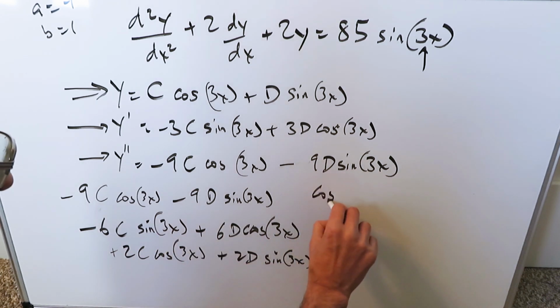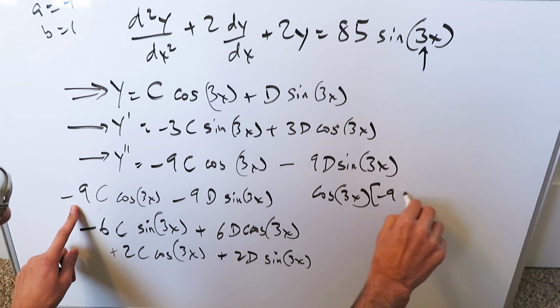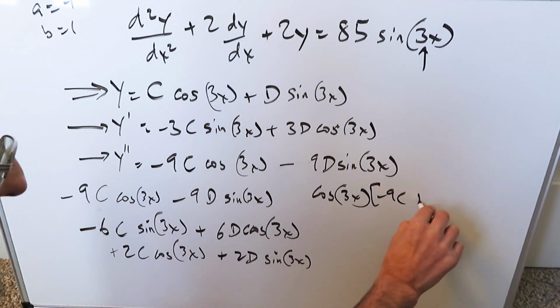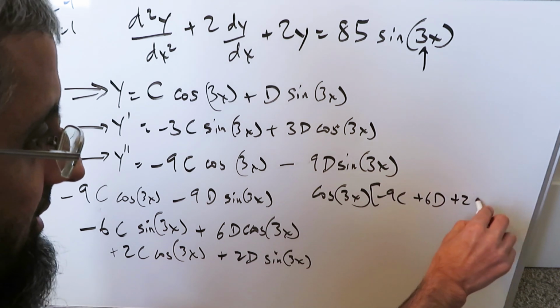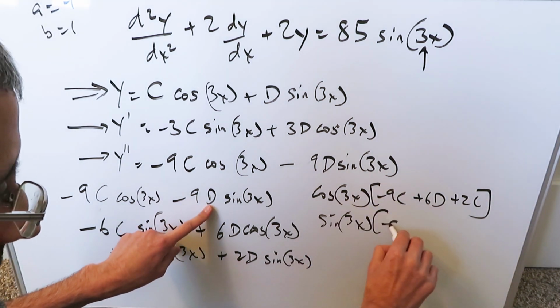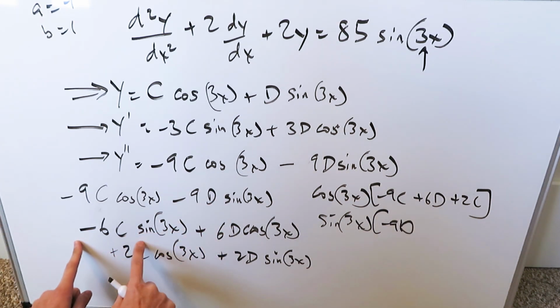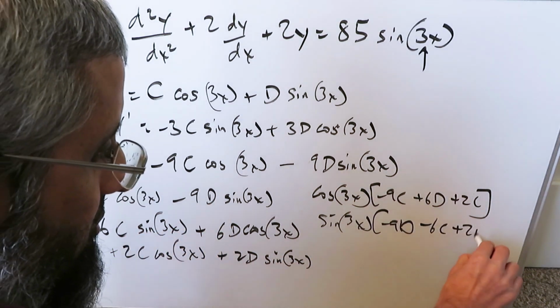My cosine 3x terms are what? I have here a minus 9c. I have here a plus 6d. Then I have over here a plus 2c. Let's bring our sine 3x terms. I have here a minus 9d. Then I have here a minus 6c. And then I have a plus 2d.